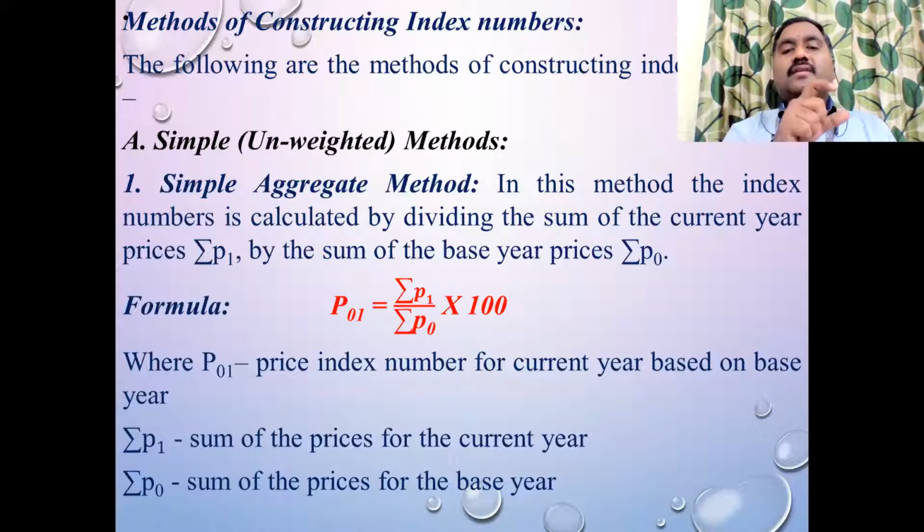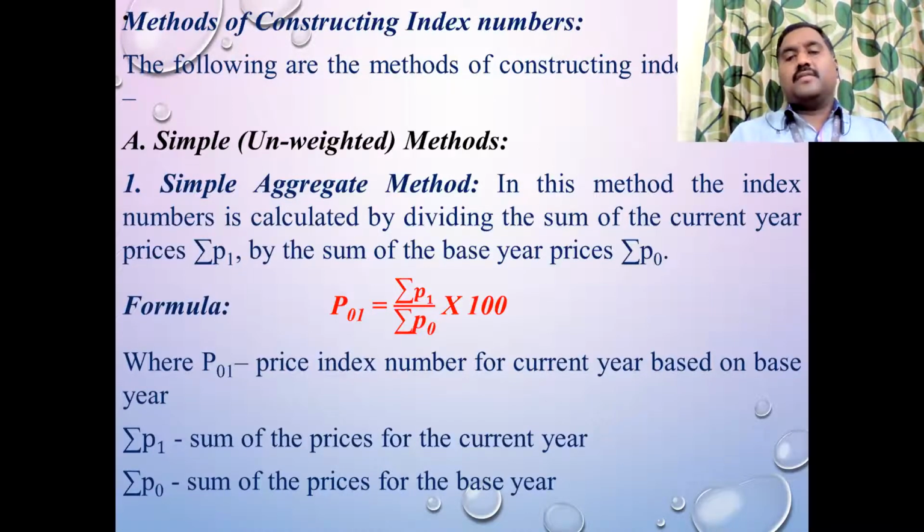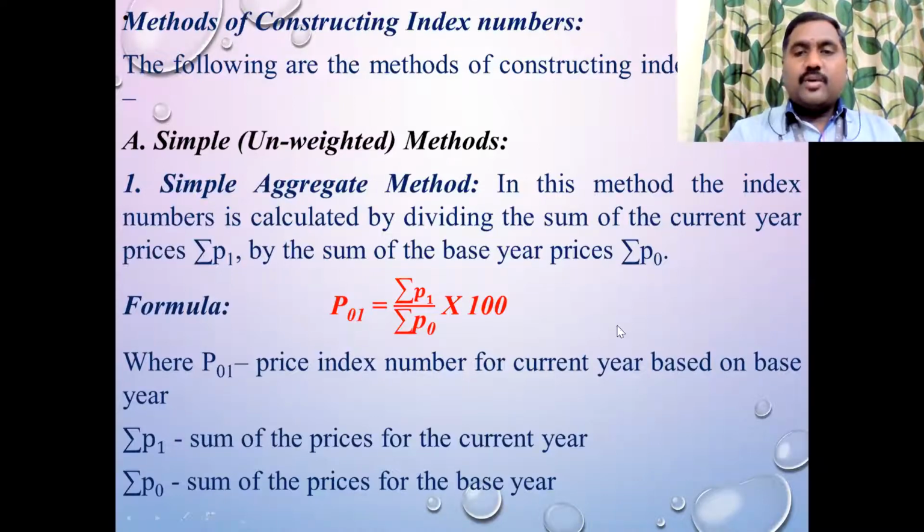So you can calculate the price index number by using the simple aggregate method. P01 equals summation of P1 divided by summation of P0, into 100. Summation of P1 means you have to sum up all the prices of the current year, for all the items. P0 is the sum of the prices of the base year, that means the year with which you want to compare and find the index number. Did you copy this formula? Shall I move on to the problem?